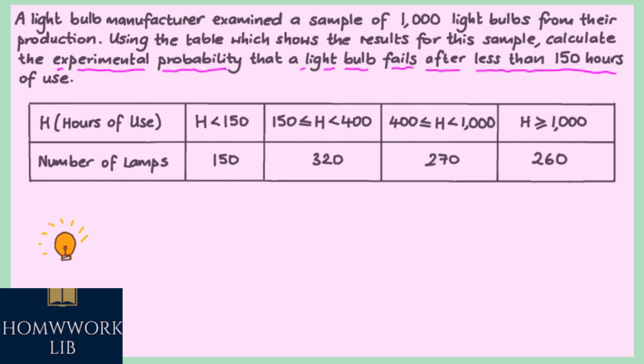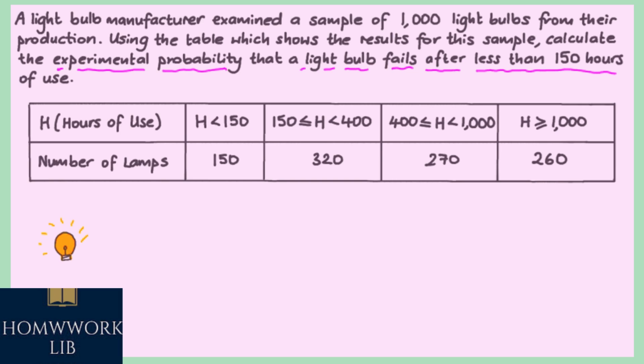Here we need to find the experimental probability that a light bulb fails after less than 150 hours of use. Knowing this would be very useful in real life, because with something like light bulbs, a manufacturer can't test every light bulb they produce because that would destroy each one, and then they couldn't sell them.